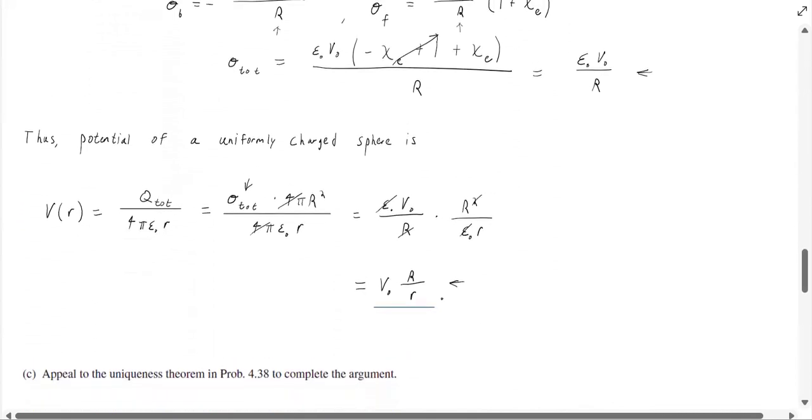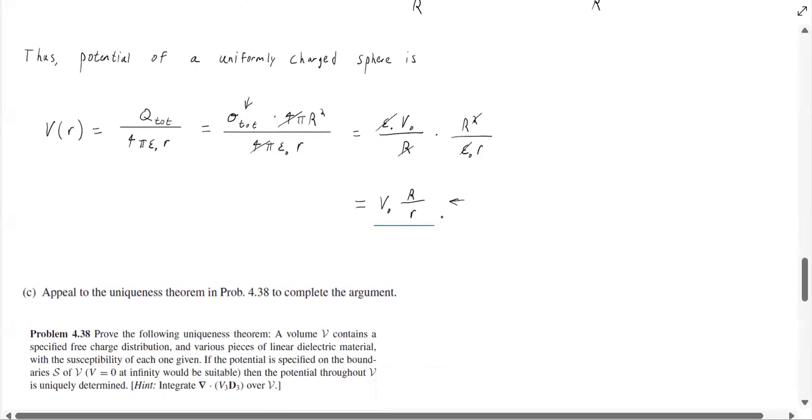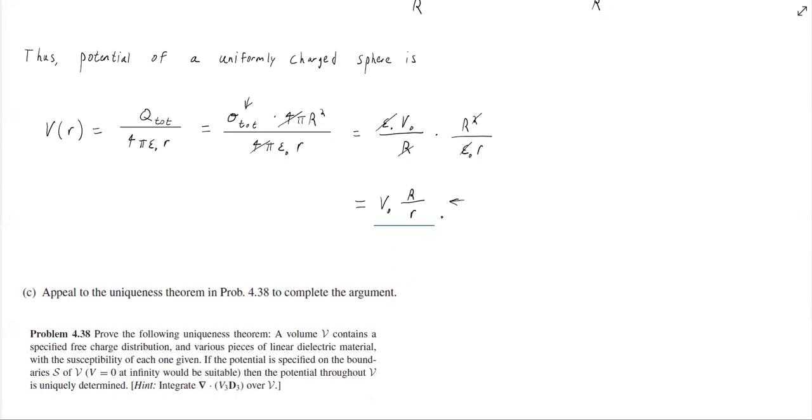So the next part is we're going to appeal to the uniqueness theorem in problem 4.38 to complete this argument. Just to state what problem 4.38 says: a volume V contains a specified free charge distribution and various pieces of linear dielectric material, with the susceptibility of each one given. If the potential is specified on the boundaries S of V, so V equals 0 at infinity would be suitable, for example, then the potential throughout the volume is uniquely determined. You can look at that to solve it, but we'll just be using this theorem to complete our argument.